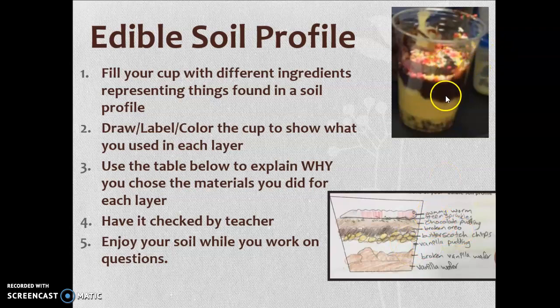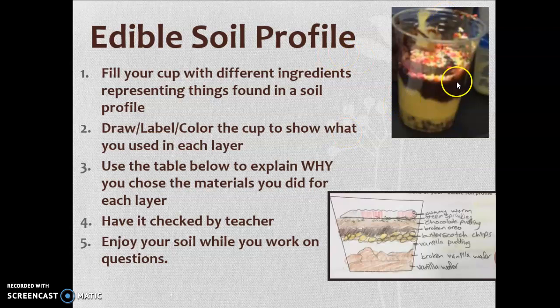If we were in class right now, we would be doing both of these. So you would have to come up with your own food here to make your edible soil profile and then use a key to describe it. But if you're going to do this, you can just explain what you used and why you used it in the Flipgrid video. So you don't have to worry here about the table below explaining anything.